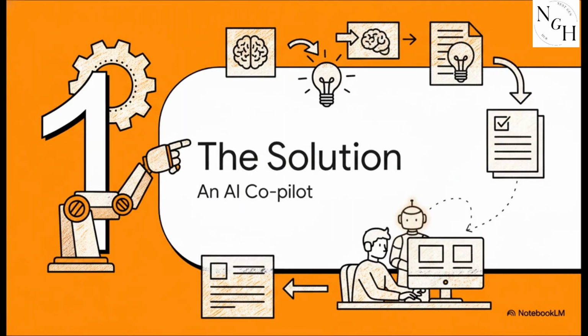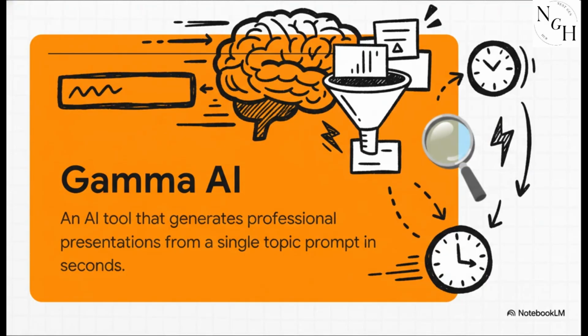But there's a completely new way to approach this now. Instead of you being the one doing all the manual labor, you get to be the architect. You have an AI co-pilot that does all the heavy lifting for you. And that's where something like Gamma AI comes in. So what is it? It's a tool that's built to do one thing and do it really, really well. Generate a complete, professional-looking presentation from just a single sentence you give it. And it does all this in seconds.